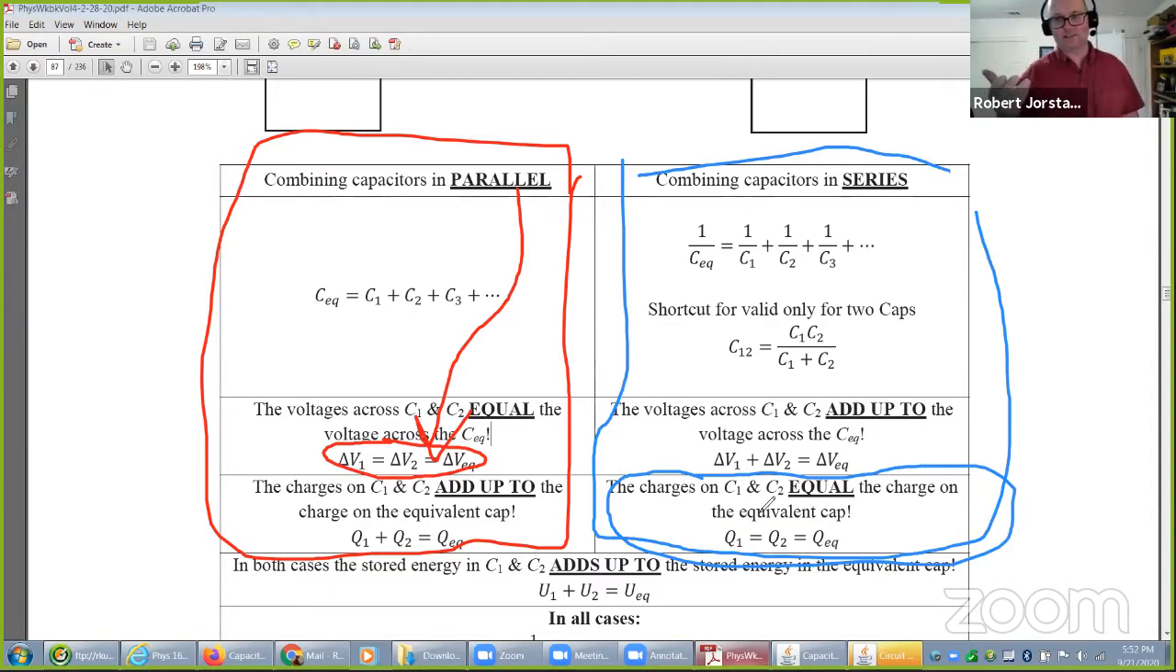I know that for resistors, which we're going to learn about in the next chapter, resistors in series have the same current. So current relates to charge. That's how I remember it. I know that doesn't help you too much yet, but this is how I remember it.